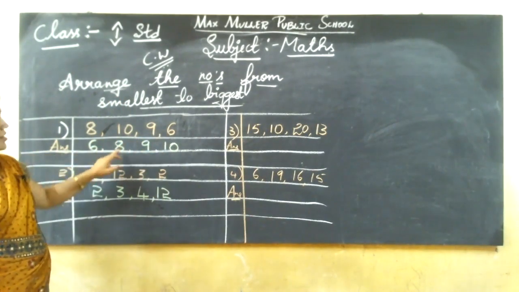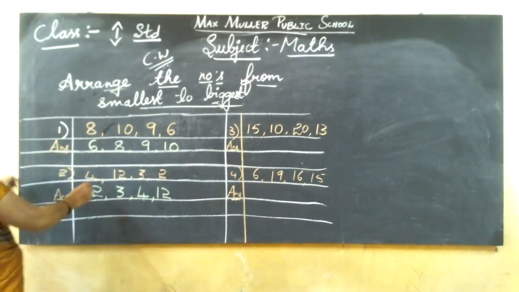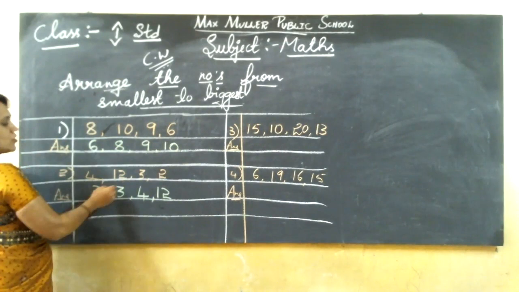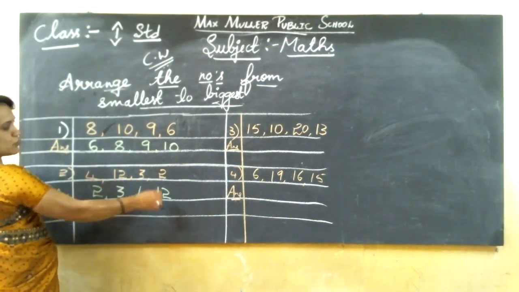Then 9, 10. 6, 8, 9, 10. We are arranged here smallest to biggest. Second sum also. Which is the small number? Write first 2. Then 3. Then 4, then 12. 2, 3, 4, 12.